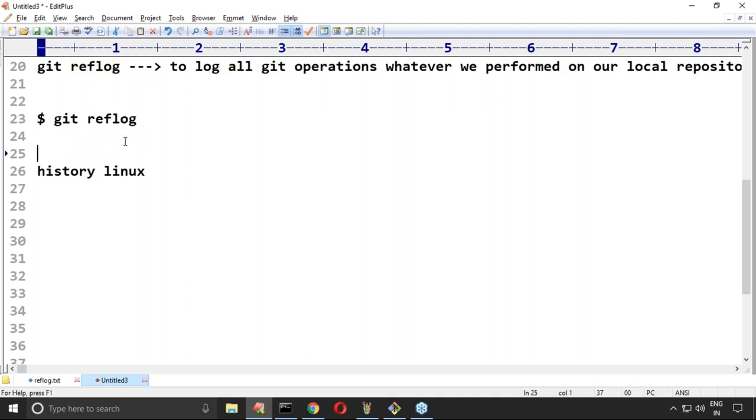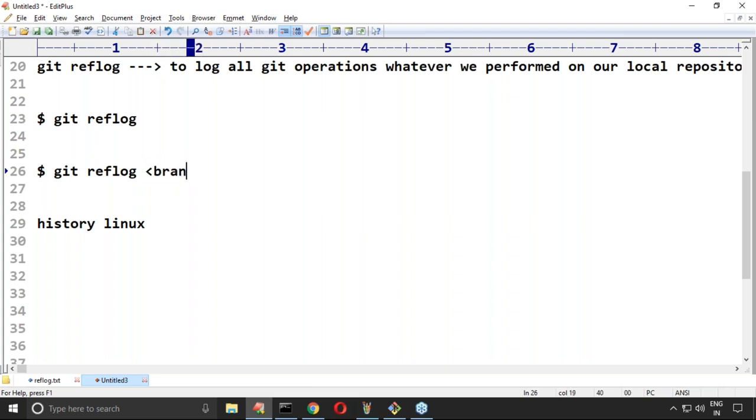Suppose, how many branches will be there in our repository? Is it only one or multiple branches? Multiple branches, right? To show all operations related to every branch, you just use git reflog. Suppose my requirement is to see only operations performed on the master branch, then we have to specify the branch name here. It will list out the operations we performed on the local repository with respect to this branch.